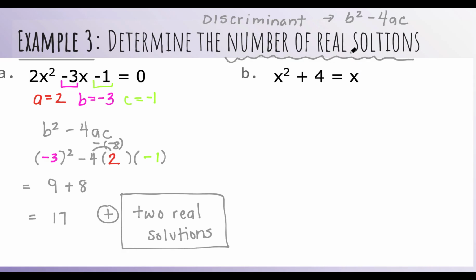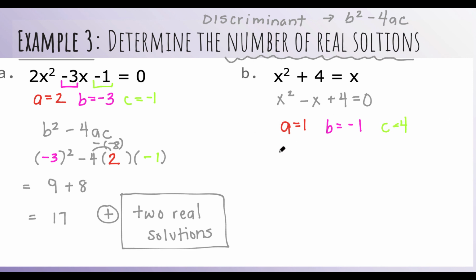Okay, our next example, we're looking at x squared plus 4 equals x. As you notice, this is not in standard form, so that needs to be our first step. So we're going to move our linear term, our x term, over to the other side by subtracting x on both sides. And when we do that, we end up with x squared minus x plus 4 equals 0. Now we're ready to label. A is equal to 1, b is equal to negative 1, c is equal to positive 4.